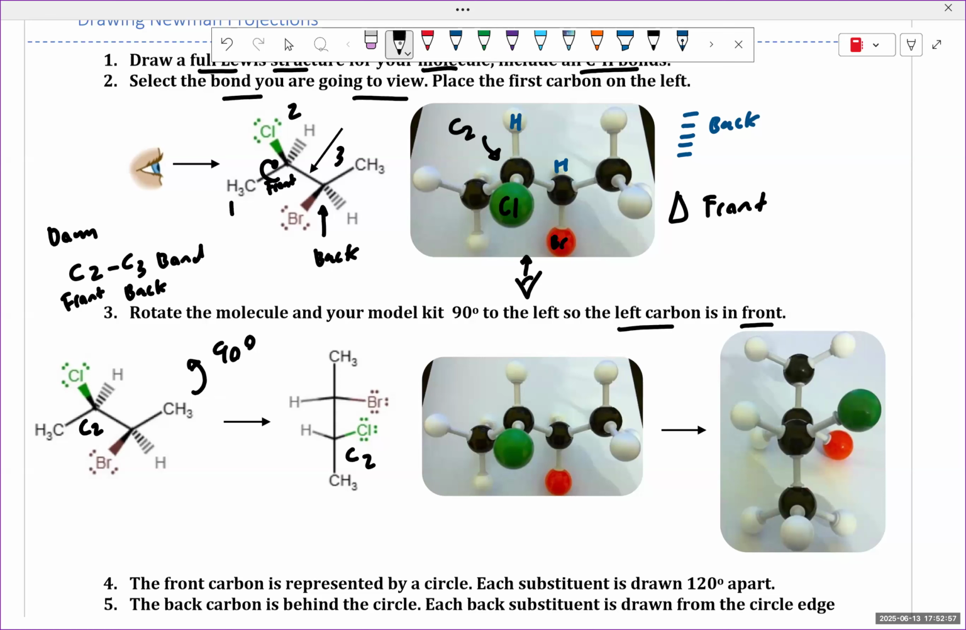Now, one thing I'd like you to pay attention to is that all of the wedge substituents ended up on the right. All of the dash substituents ended up on the left in this new view. So as you can see, chlorine and bromine, after rotation 90 degrees to the left, we now have chlorine and bromine, the wedge substituents, on the right, and the dash substituents on the left.